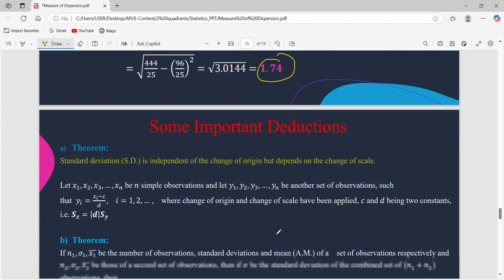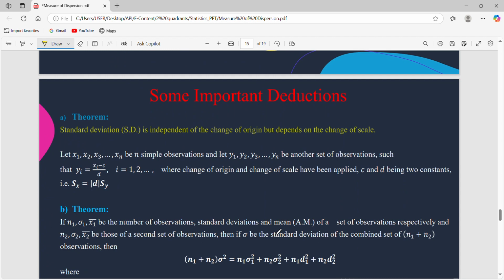Next are some important deductions. First is the theorem. Theorem number one: standard deviation is independent of change of origin, but depends on the change of scale. Let x1, x2, x3 up to xn be n observations, and let y1, y2, y3 up to yn be another set of observations such that yi equals xi minus c by d, where i equals 1 to n, where change of origin and change of scale have been applied, c and d being two constants. Then sx equals modulus of d times sy. That means we will take the positive value.